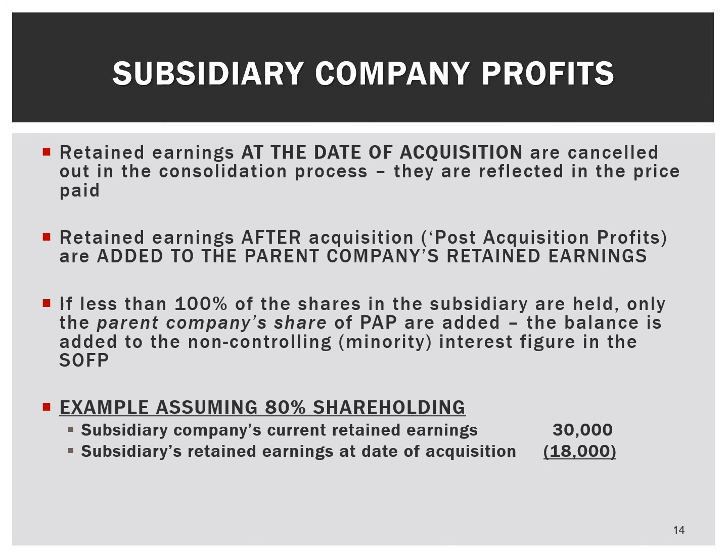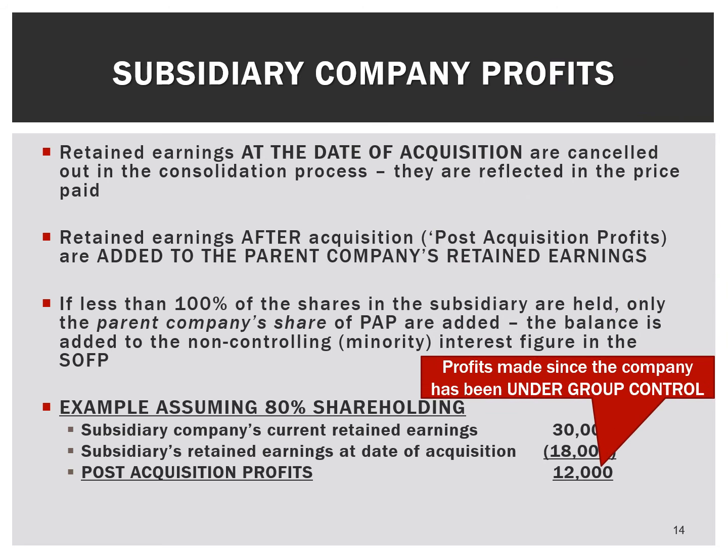Now, clearly, if the current retained earnings are 30,000 and at the date we bought the shares the retained earnings were 18,000, then the post-acquisition profits will be the difference between those two, and that's a figure of £12,000. So that's profits that have been made since the subsidiary company came under the control of the parent company.